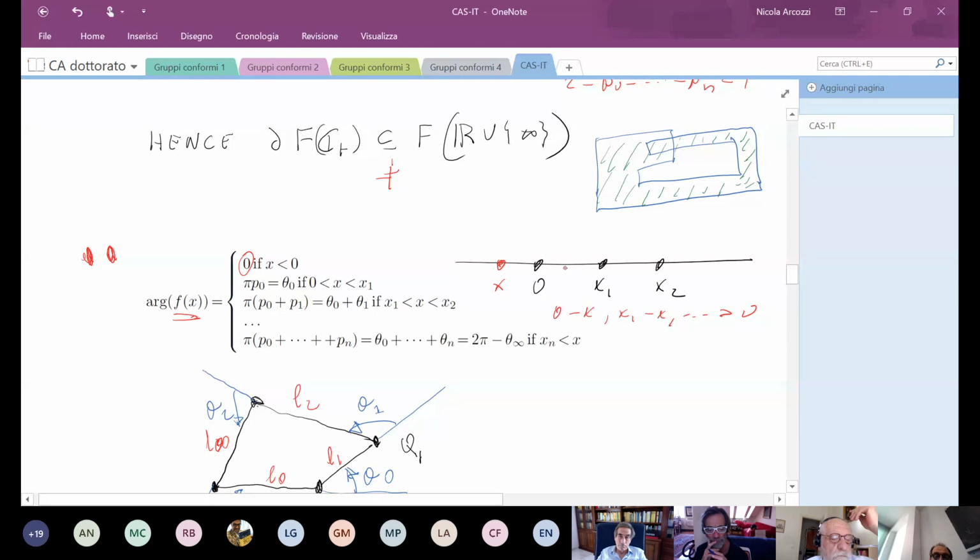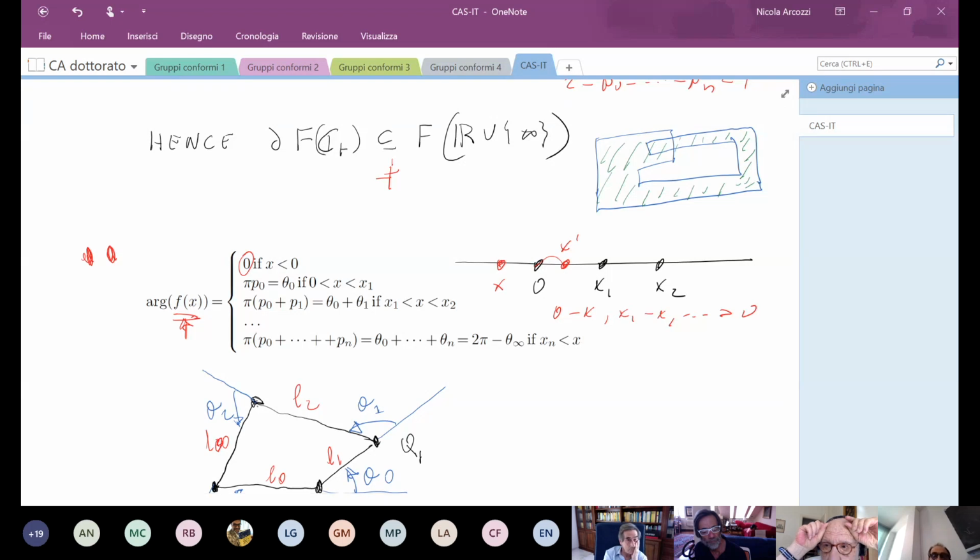But if x is here, then all arguments are positive, but this one, the argument of 0 minus x prime is minus pi, let's say. So the argument of this is 0 plus 0 plus 0 plus pi times p naught.